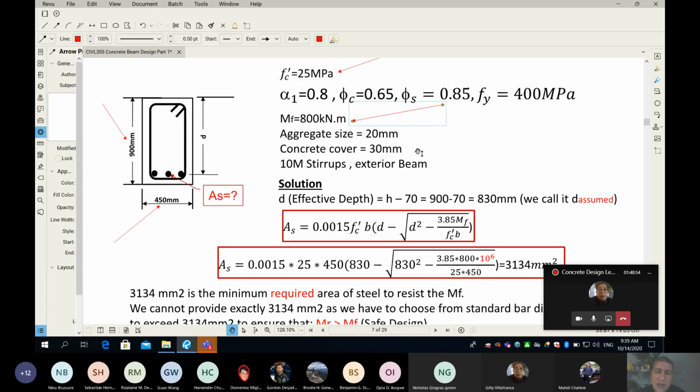Other things we need to know: aggregate size is 20 mm, concrete cover is 30 millimeters, and we're using a 10M stirrup. My beam is an exterior beam, and you will learn why I'm saying it's an outside beam not today, but next class.